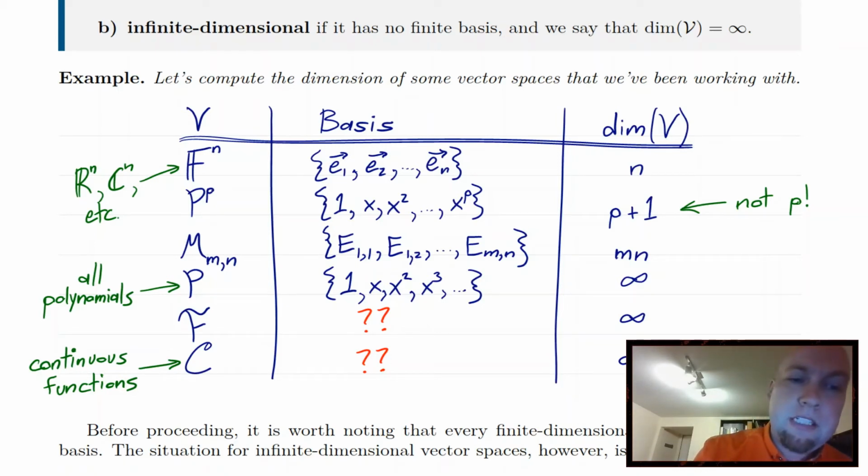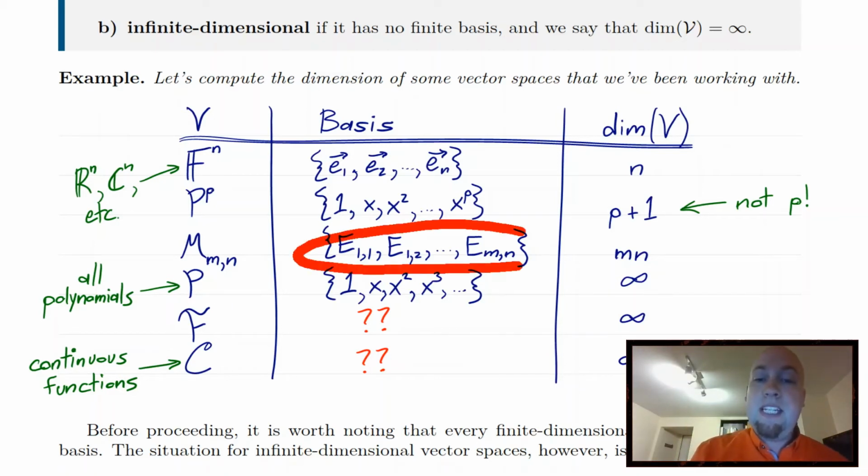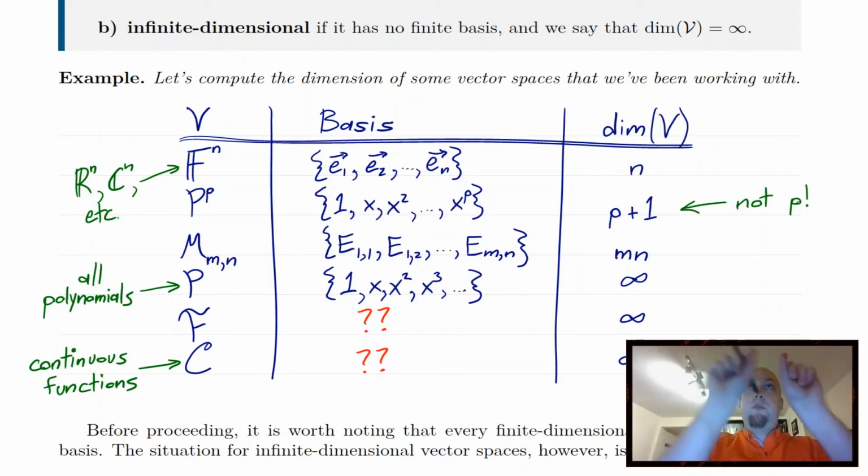All right, the vector space of matrices. Well, the m by n matrices, again, standard basis here. Remember, E_ij has a 1 in the ij entry and 0s everywhere else. There are mn of these matrices because there are mn different spots where you can put that 1. So this vector space is mn dimensional.